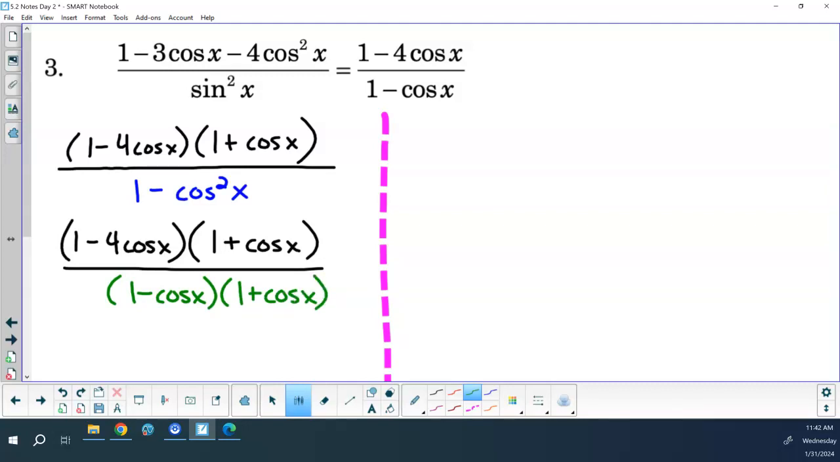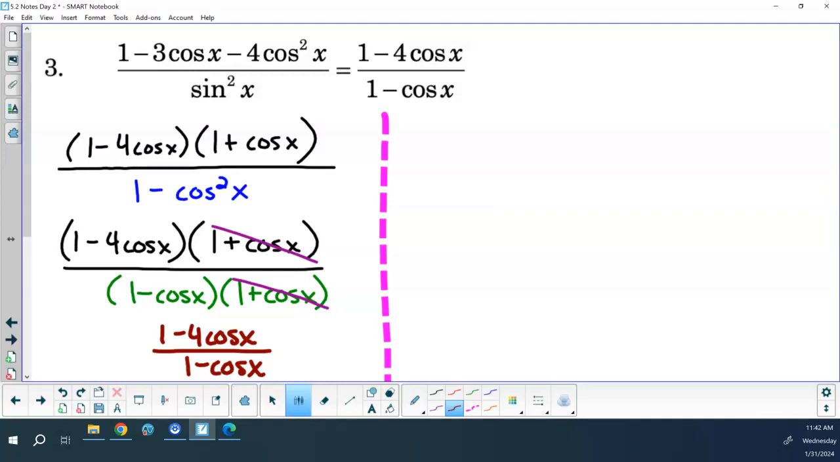Yes? Now what happens? What cancels out? 1 plus cosine cancels each other out. Leaves me with 1 minus 4 cosine of x all over 1 minus cosine of x, which is the other side.